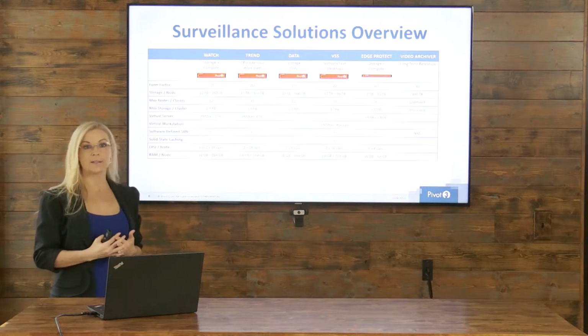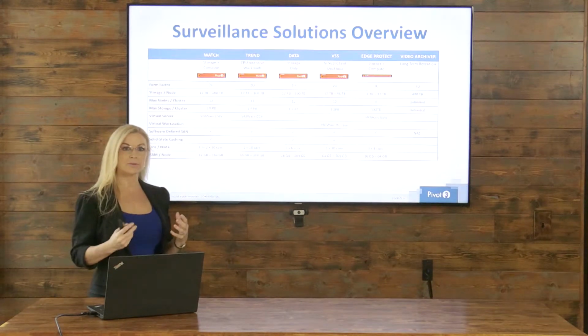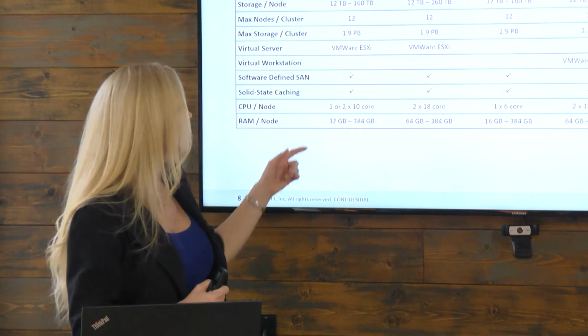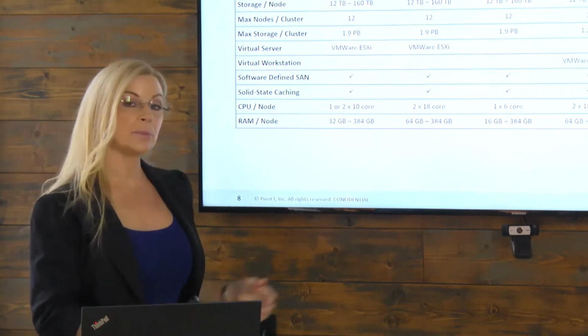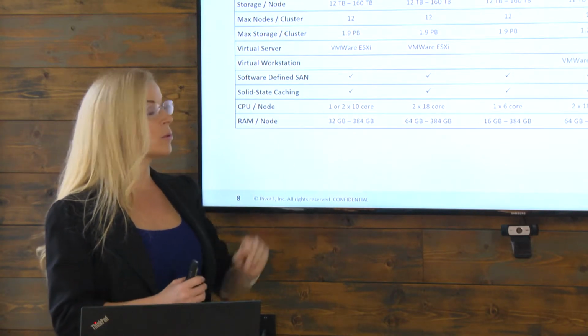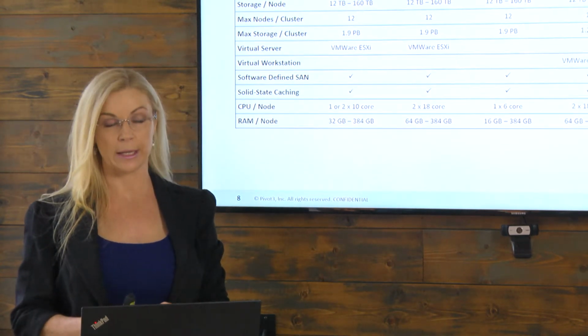When we look at our surveillance optimized product line, again, built on that same 2U rack mount server, you can have compute nodes that range the same capacities as we saw before on the HCI portfolio. They range from 12 terabytes to 160 terabytes. Same cluster node size. You can have 1.9 petabytes of capacity in a single cluster. The Watch product line is probably our primary product that we sell in the surveillance space. And you can have a single or a dual 10-core CPU with memory ranging from 32 gig to 384 gig.